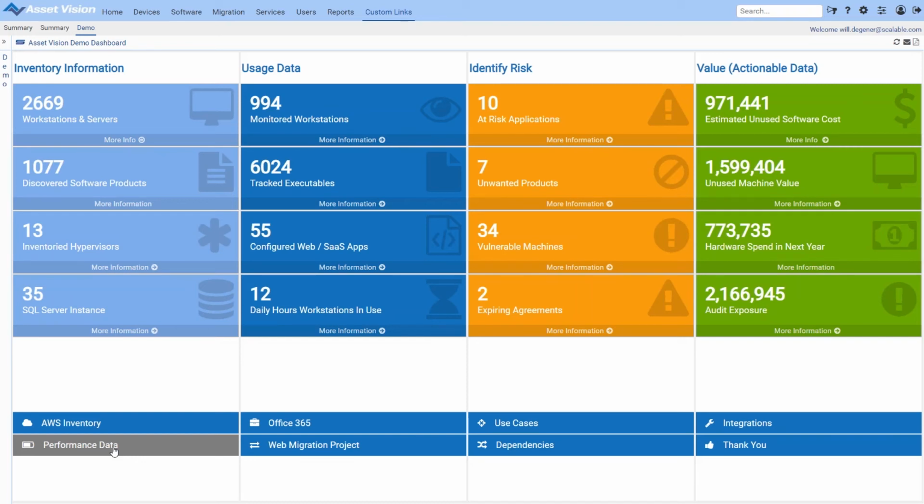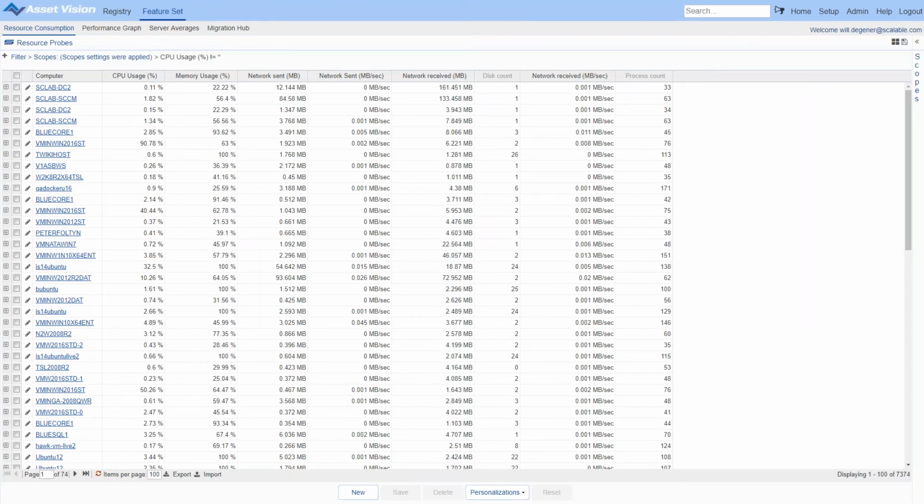So we developed another set of probes, and I'm going to show you some data here. What this probe does is, again, agentlessly reach out to the devices and ask them for performance information. So what's your CPU doing now? What's your memory? Network send, network received, those kinds of things. Disk I/O.